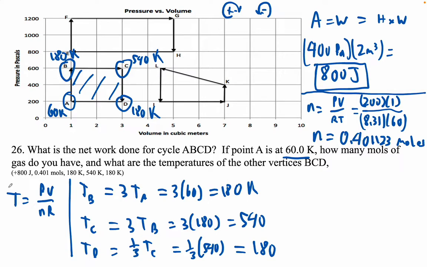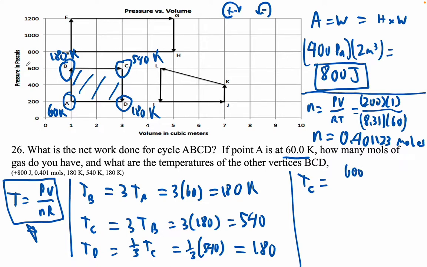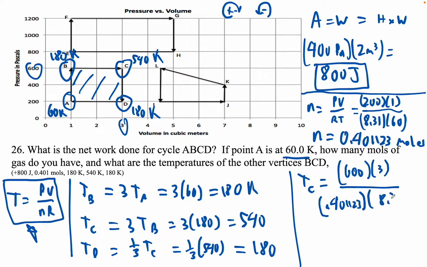I think on the tests, it's going to be some uneven number, right? You might feel more comfortable using the ideal gas law. Let's just for kicks find the temperature at C doing that. Temperature at C. Pressure is 600. I'm just reading the graph here. The volume is 3, divided by n, which is 0.401123. R is still 8.31.